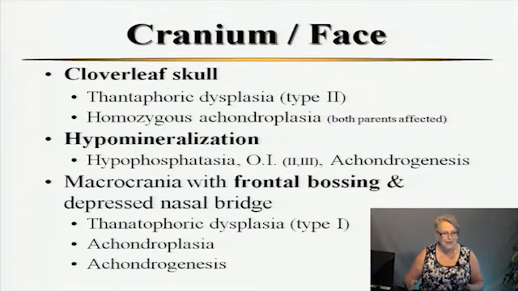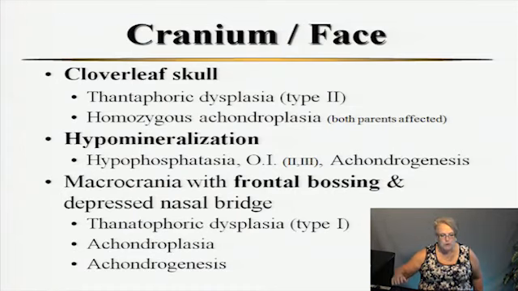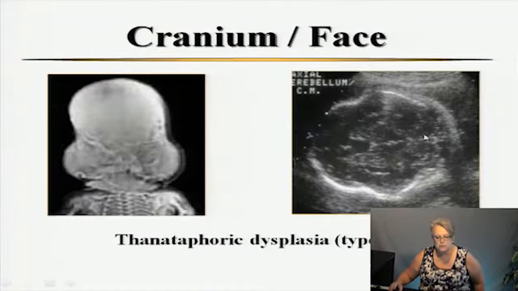Well, because you don't have the normal attenuation to your ultrasound beam because there's not the normal calcification to the skull. It's pretty impressive once you've seen one. And then the microcrania with the frontal bossing and depressed nasal bridge goes along with the thanatophoric dysplasia, achondroplasia, achondrogenesis. So some of them overlap. So you start to look for what really is the hallmark sign for one of the dysplasias versus the others.